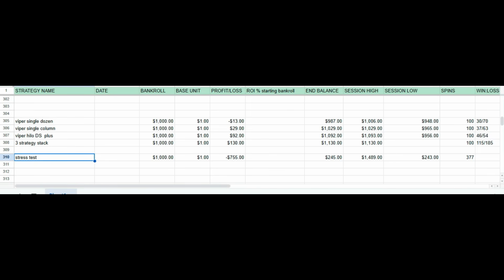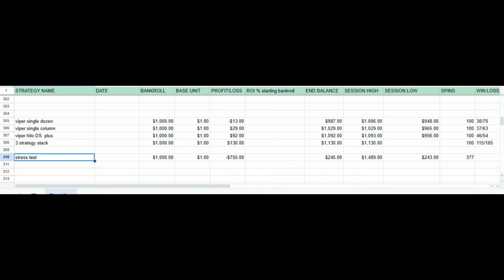So looking back on this, it was successful, maybe not the best combination of strategies to stack. I really wonder how it would stress test against... I might just do that right now, actually. I wonder how it would stress test if I just run the dozens and just run the column as well. I think that would probably end up lasting quite a bit of time.